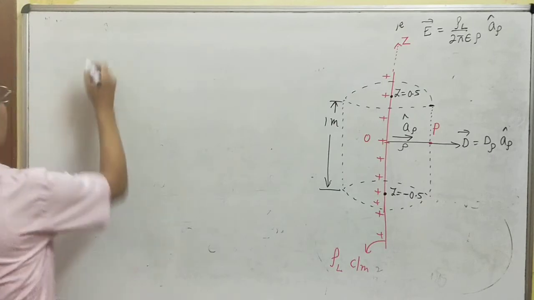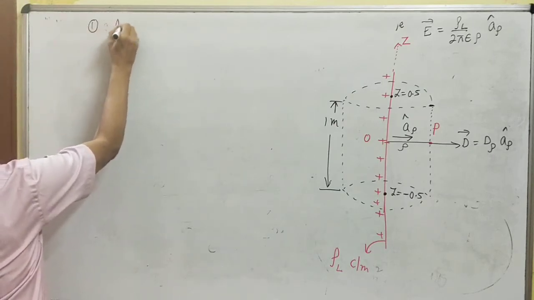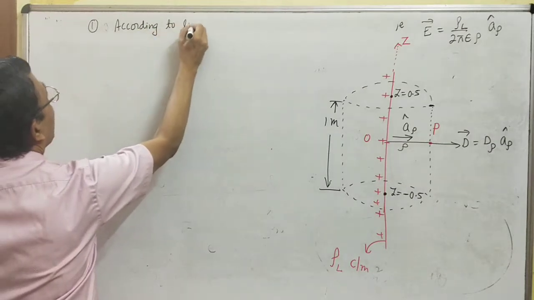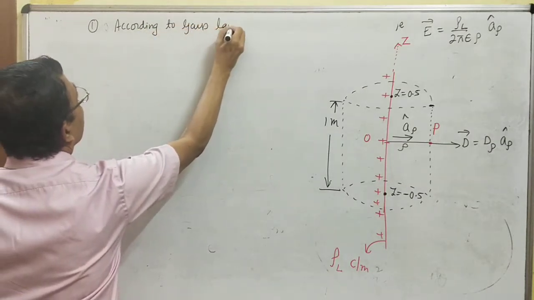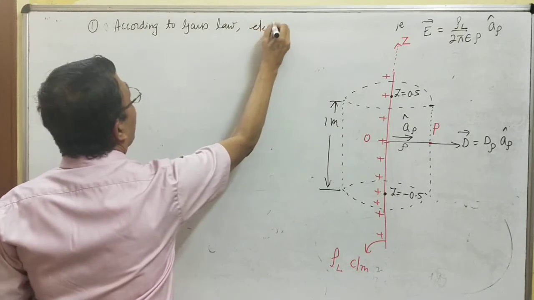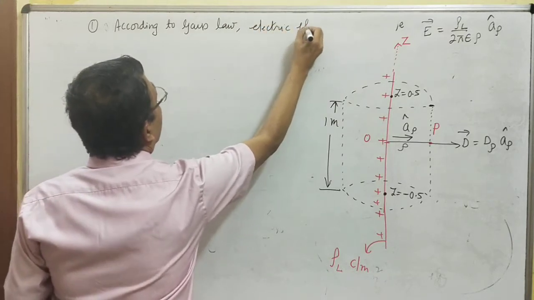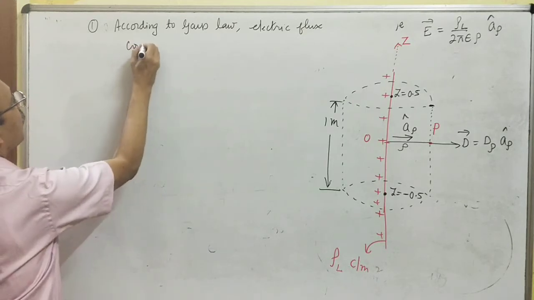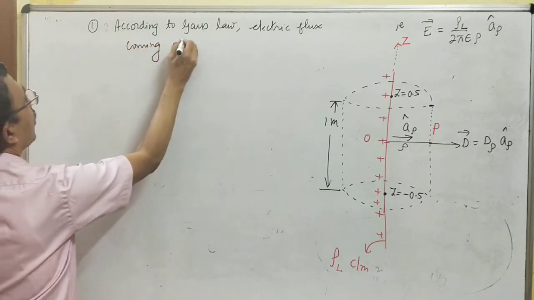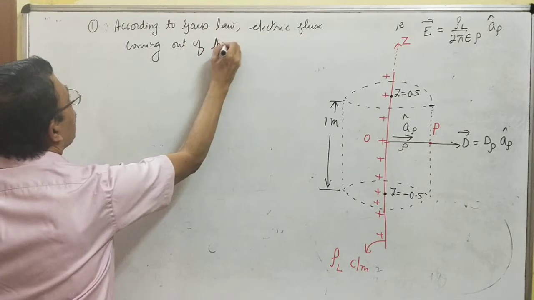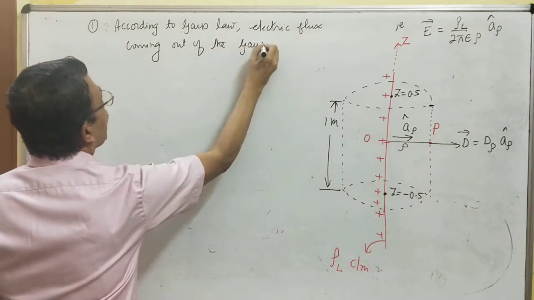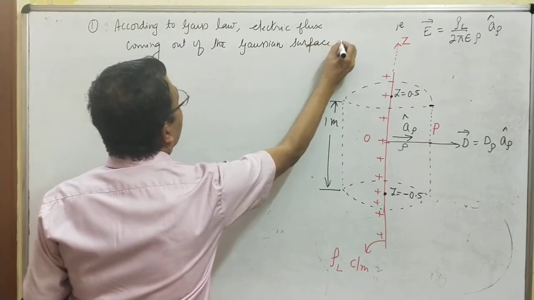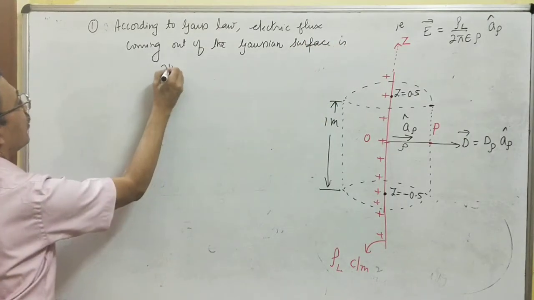Step number 1, according to Gauss law, the electric flux coming out of the Gaussian surface is psi is equal to Q.